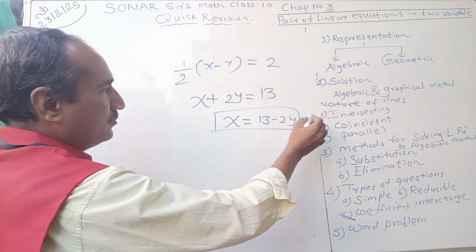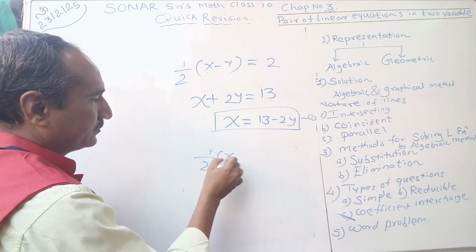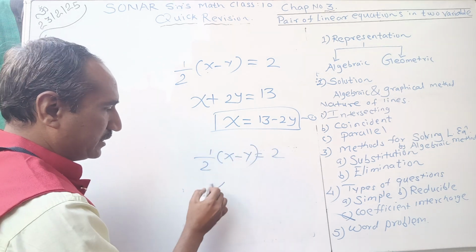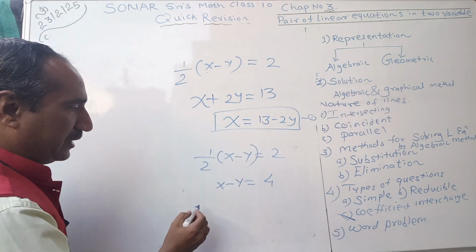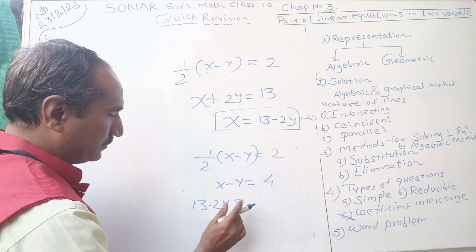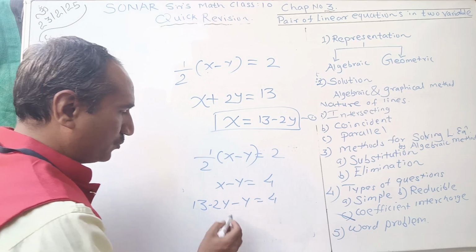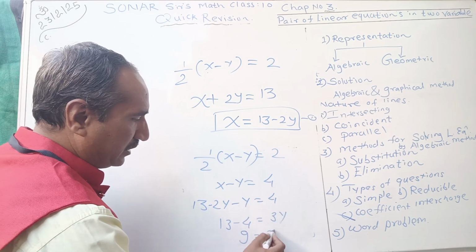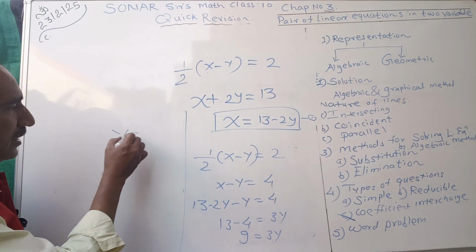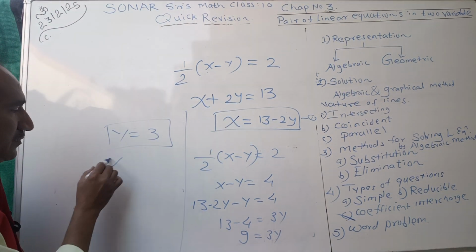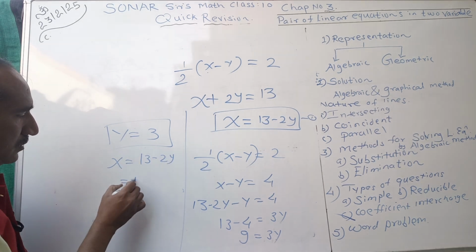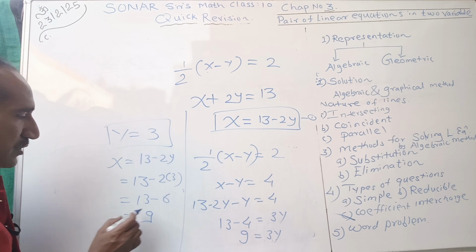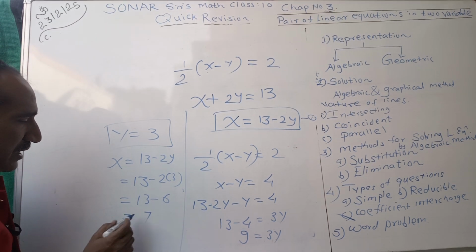We got equation 1. We'll put this here, x minus y. Now here 2 goes to that side, so it becomes 4. x is 13 minus 2y, minus y equals 4. This is 13 minus 4 equals 3y. 9 equals 3y. So y becomes 3. And we put this value here. So we'll get 13 minus 6, which equals 7.